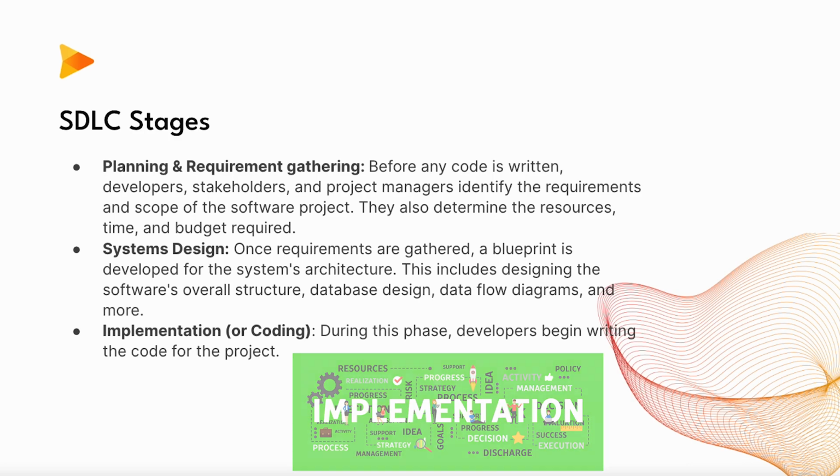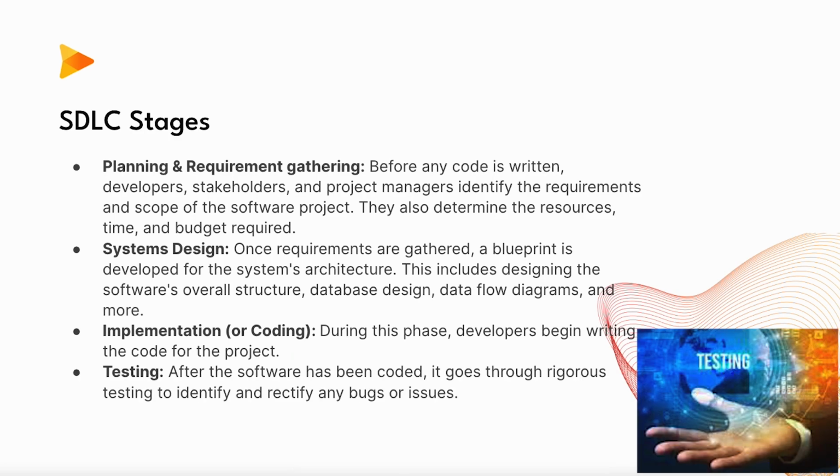Then once they're done writing the code, the project will move into the testing phase. After the software has been coded, it goes through rigorous testing to identify and rectify any bugs or issues. This phase is extremely important. Why? Because the company and the developers do not want to put themselves in a situation whereby they spend 6 months building this e-commerce app.